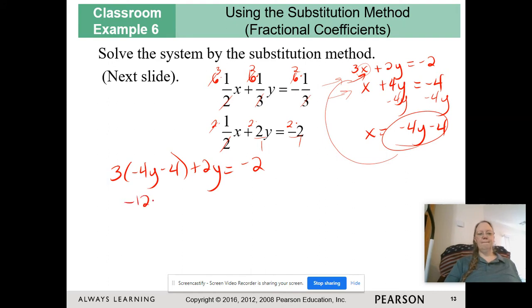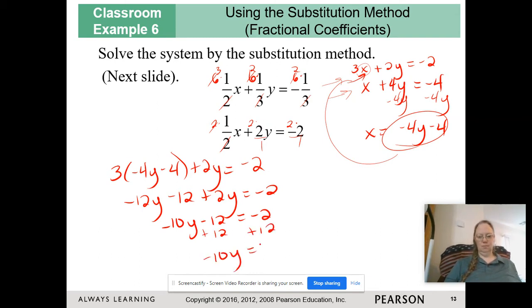Distribute. Combine like terms. I'm going to add 12. And divide by negative 10. So I get y is equal to negative 1.